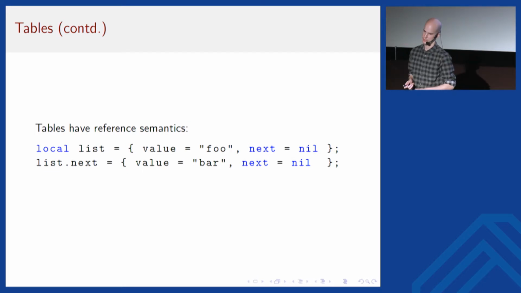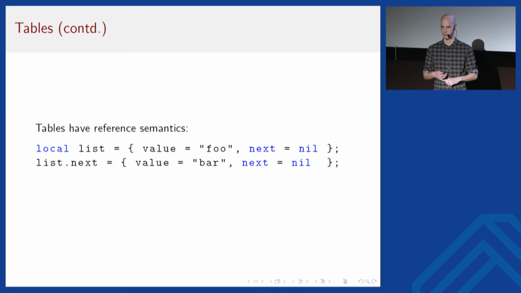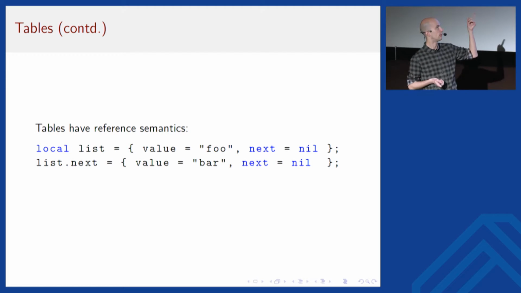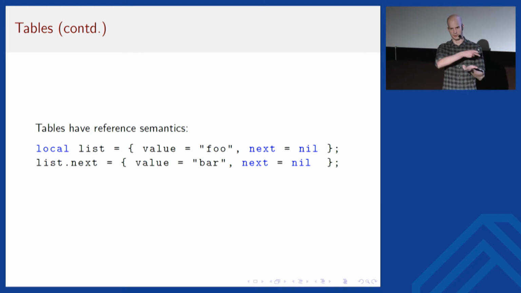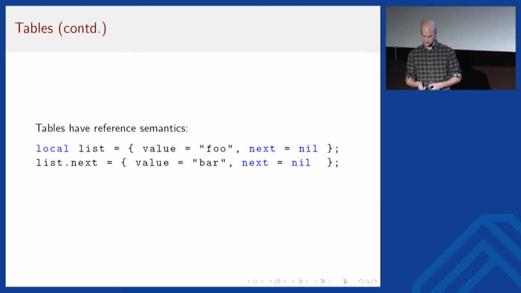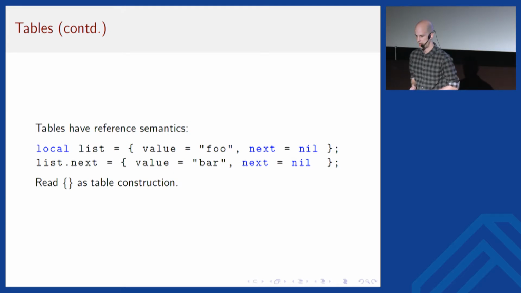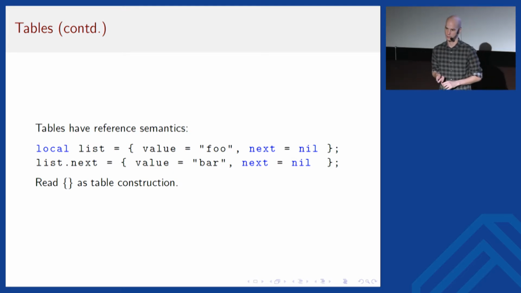Tables also have reference semantics. That means if we do something like this, where we construct two node tables and then link them together through the next field, that builds what is basically a singly linked list. We can do this for a couple of nodes, and then we can jump from one to the next by just doing next, next, next, next. As with functions before, whenever control flow passes over the curly braces, a new table will get constructed, which will probably end up on the free store, and might have to get garbage collected later.